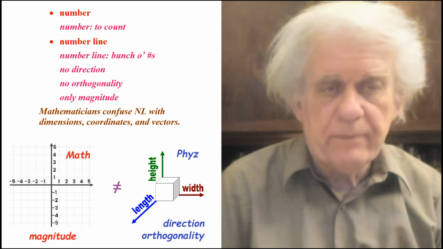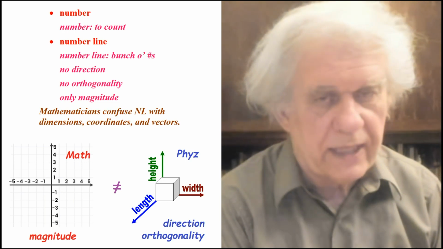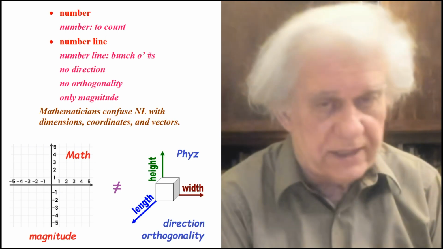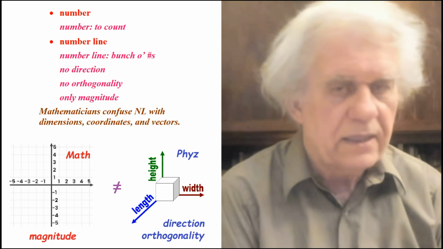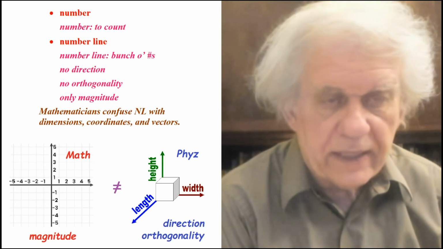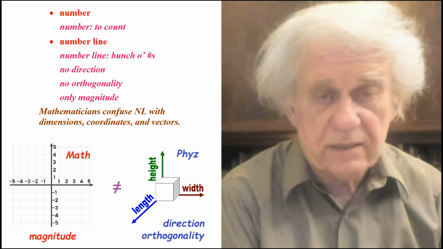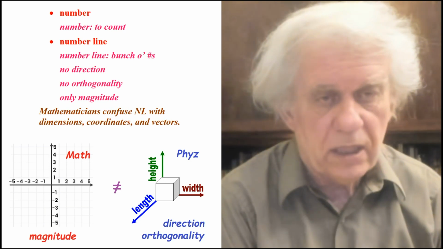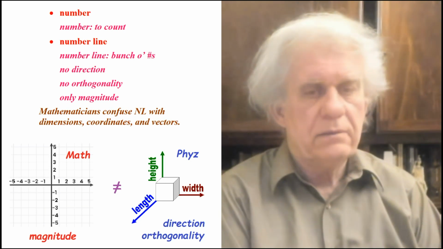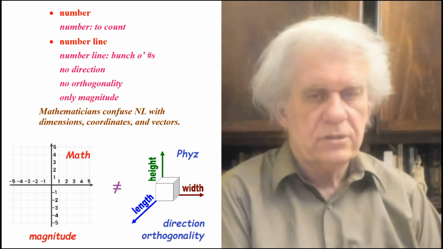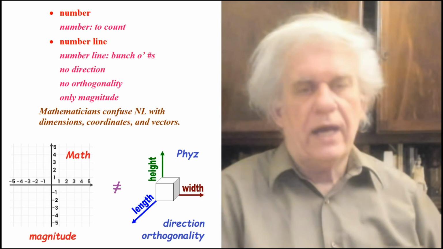So number is to count, okay? We got that? Numeral, what was a numeral? Numeral is the symbol you use to represent the verb to count. How many counts you made, okay? Number line, it's essentially a bunch of numbers. That's all it is. Do they fall on a line? No, you can't put numbers on a line. It makes no sense to say, oh, they're on the same line.